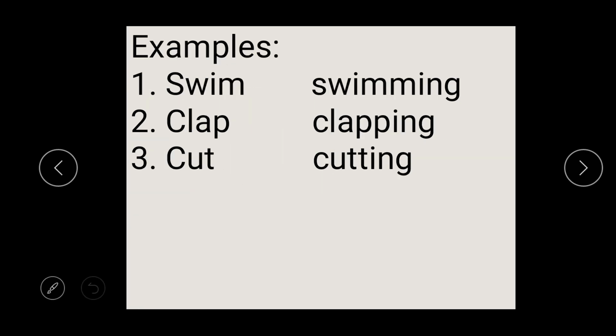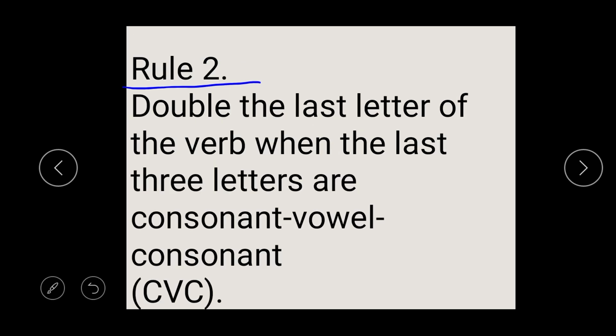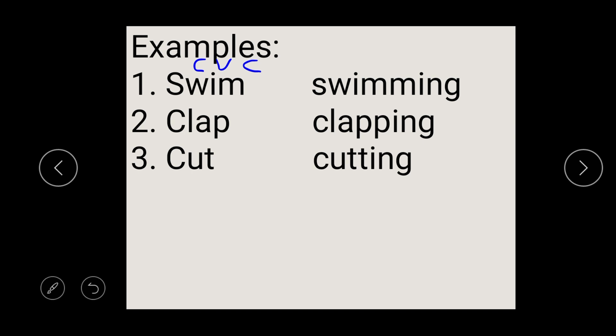So let's see, for example, swim. The last three letters are consonant, vowel, consonant. S-W-I-M: W is consonant, I is vowel, M is consonant. And the rule says if the last three letters are consonant, vowel, consonant, what should we do? We should double the last letter. What is the last consonant? M. That means we are going to double M before we add ing. Very simple. So swim will turn to swimming.